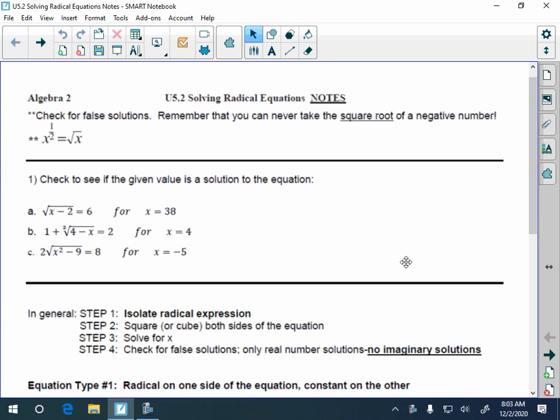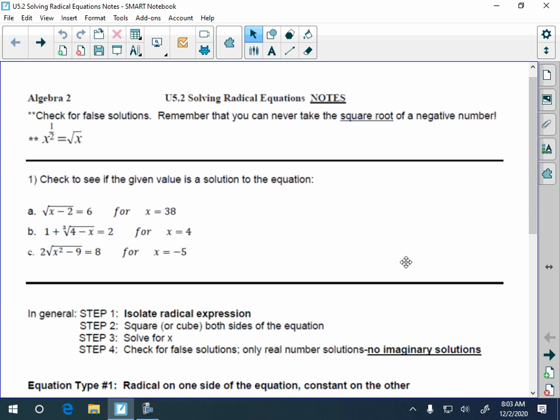Well, with radicals, we have excluded values also. And that's on square roots only that you have to worry about, because in square roots you can't take the square root of a negative number. We work with imaginary numbers, but when we're solving, we're not looking for any kind of imaginary numbers. We're only looking for values that are real.